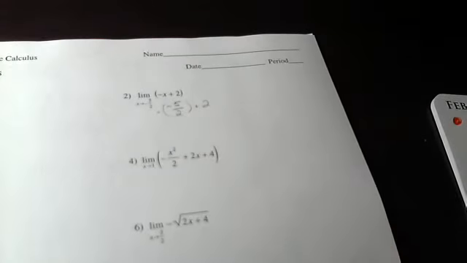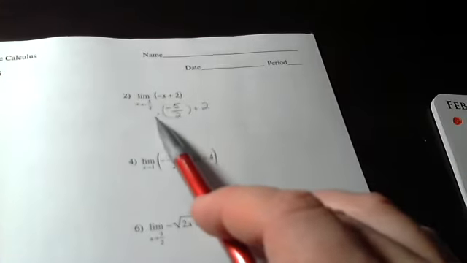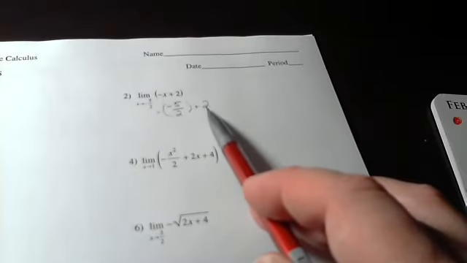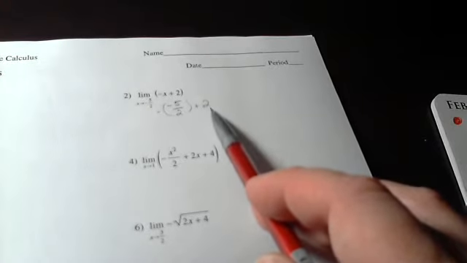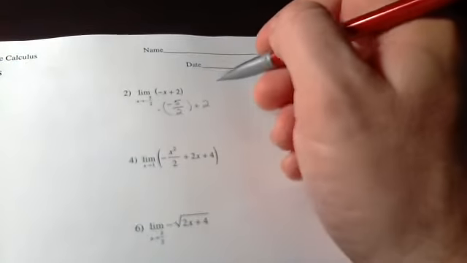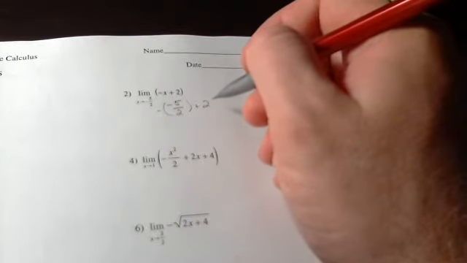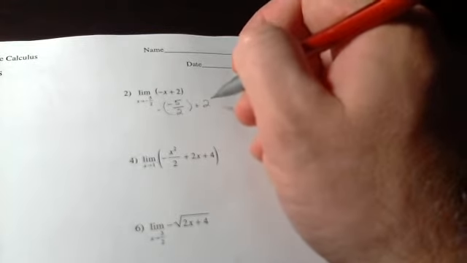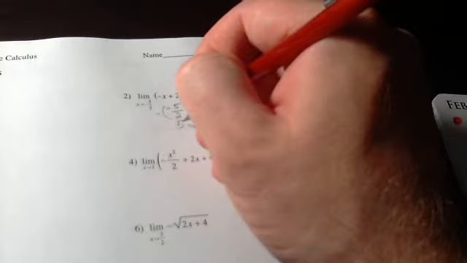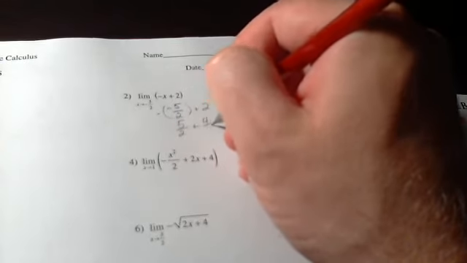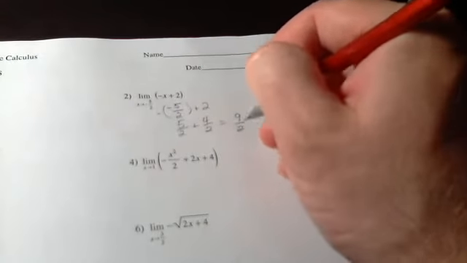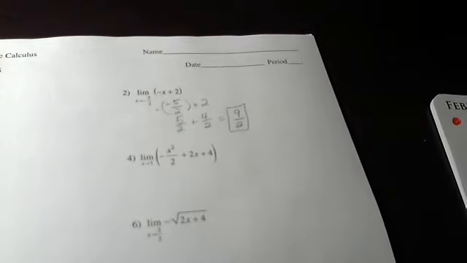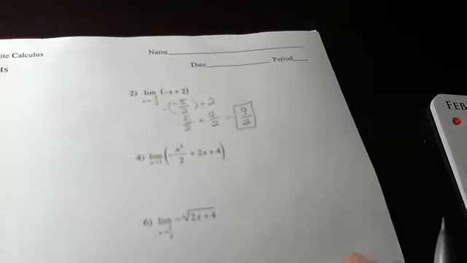Okay, so we have -5 halves, but we have this negative sign out front. Those two cancel each other. So we have 5 halves plus 2. Now, 2 in halves would be 4 over 2. So we have 5 halves plus 4 halves, which gives us 9 halves. And that's a good answer. All right, let's look at the next one.